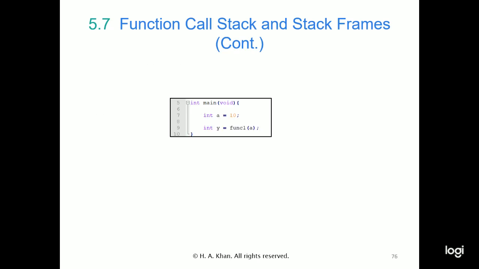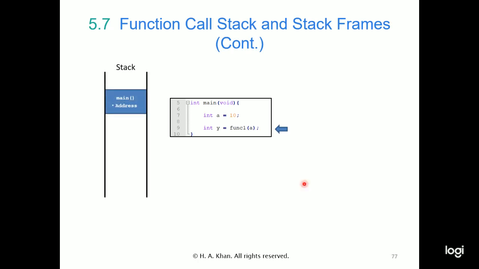Okay, so let's look at a graphic example here. Let's say that we are inside some function, originally inside our main function, and then within our main function we're going to call another function, function 1. So when we get to this line where function 1 is being called, our current address will be stored in our call stack, so it will be pushed onto our stack. So our return address is at the top of the stack.